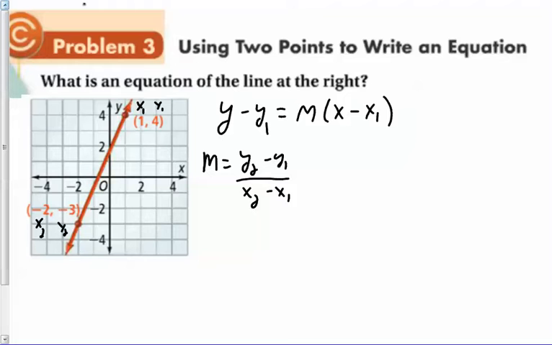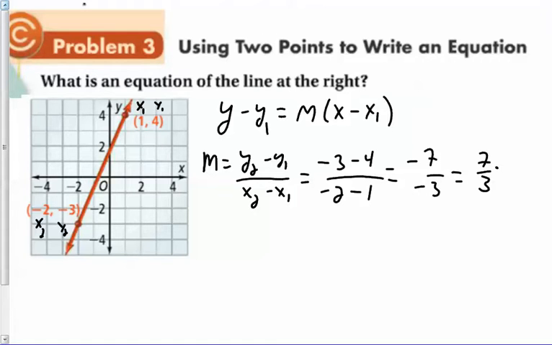Now when I'm going through this, I can see that the line goes up, so I am in fact going to have a positive slope. So let's plug that in. Y2 is negative 3 minus 4 over negative 2 minus 1, and that equals negative 7 over negative 3, which equals positive 7/3. So there's my slope.